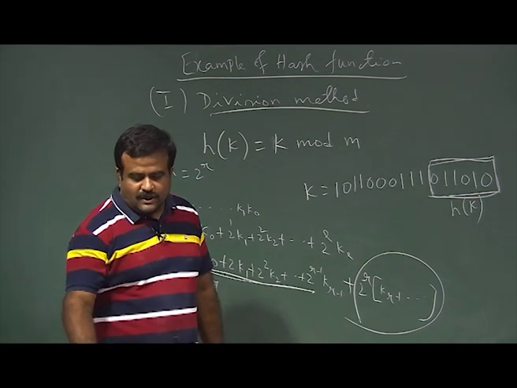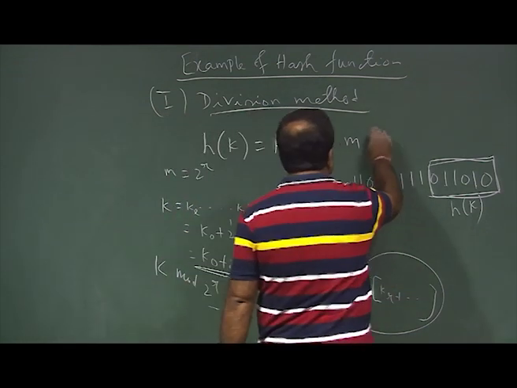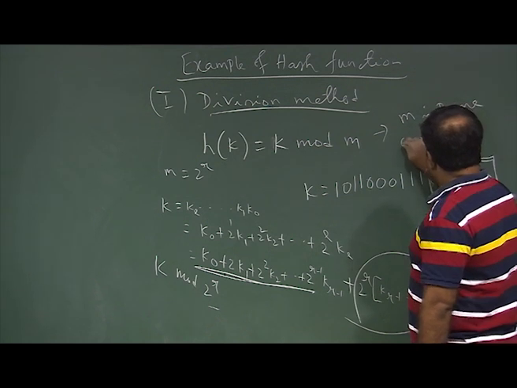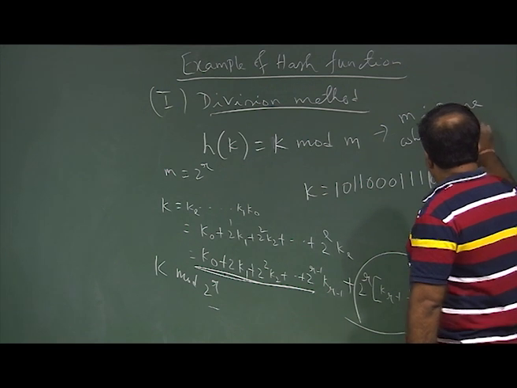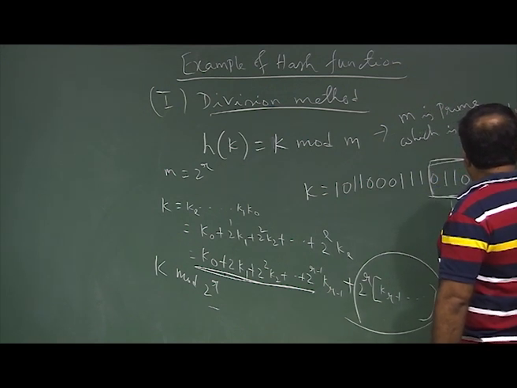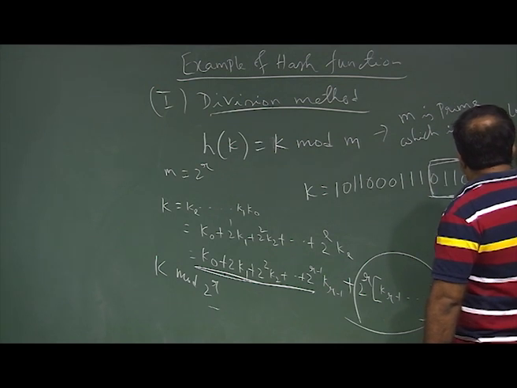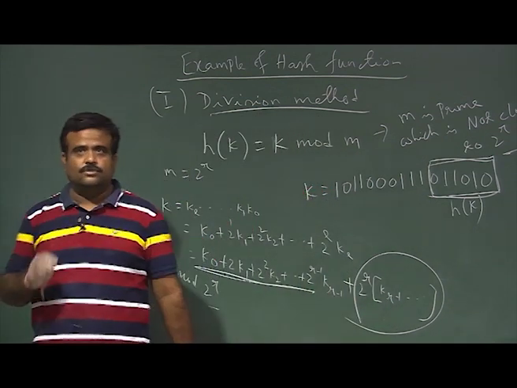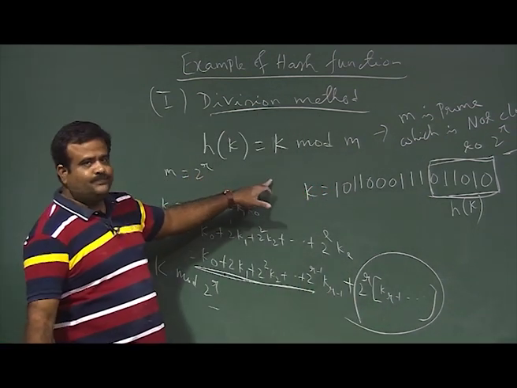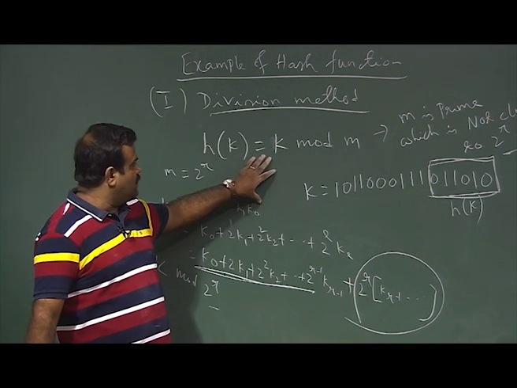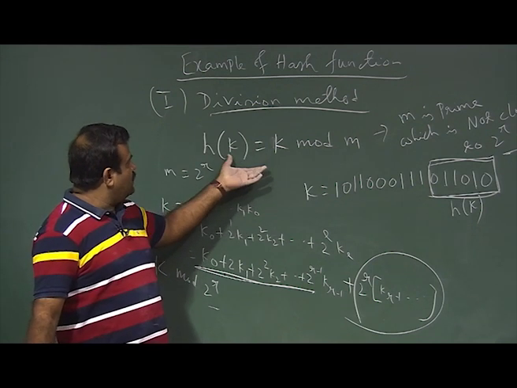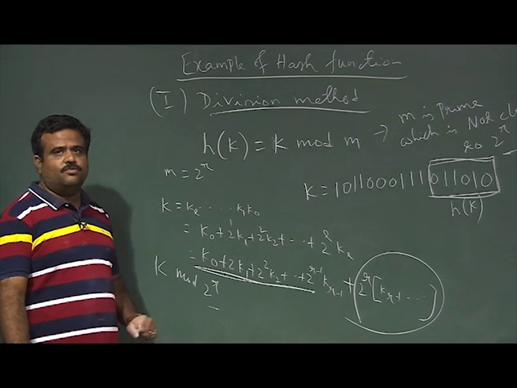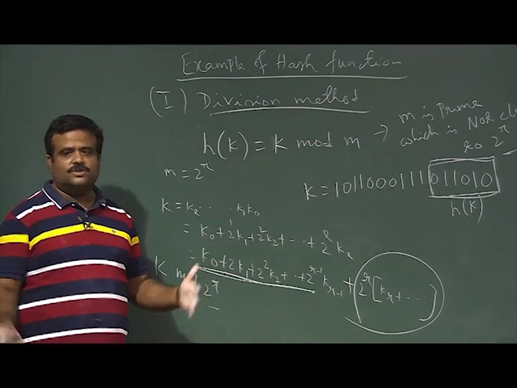So, usually for this we choose m to be a prime number which is not close to some 2 to the power r or 10 to the power r, because we may consider the decimal system also. So, that is the choice of m one should consider if we are having this division method. So, the division method has this issue that we should not choose m to be 2 to the power r, then we have a huge number of collisions.